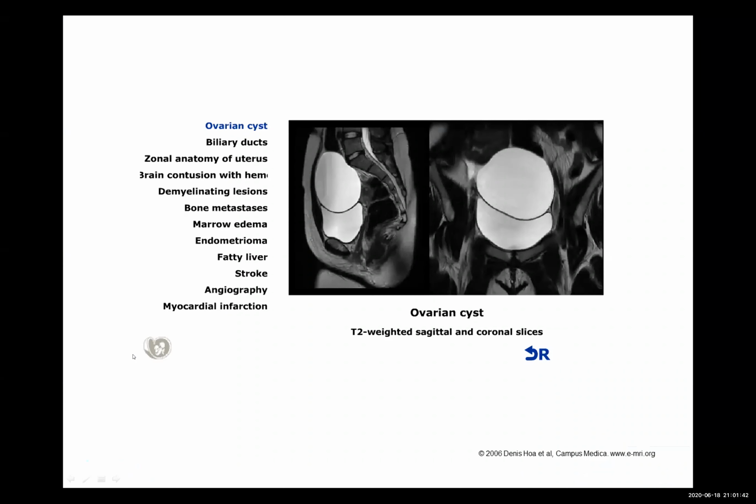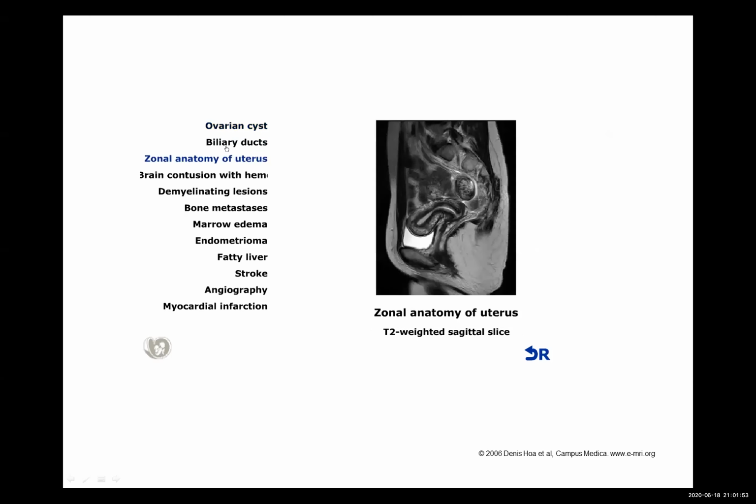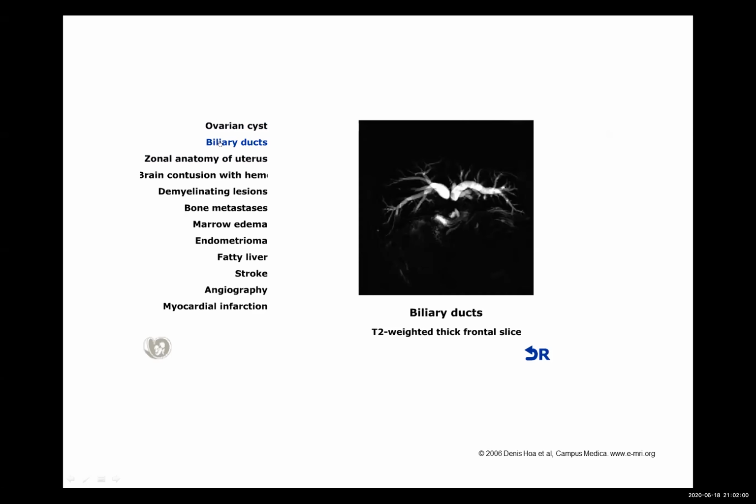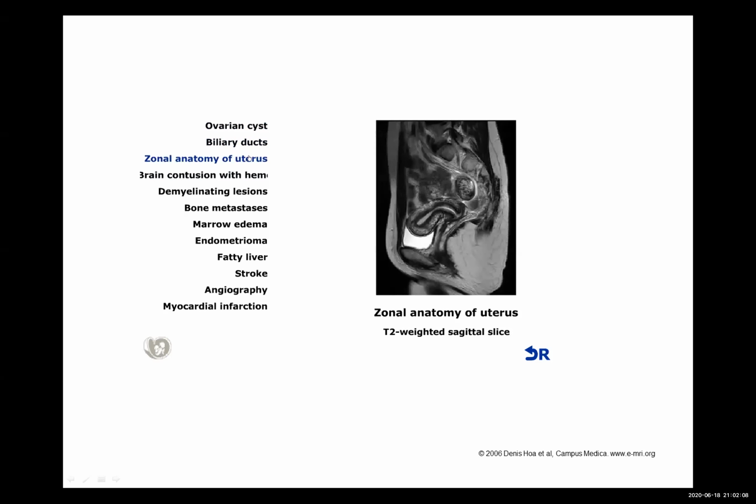MR is considered one of the best modalities in radiology to display anatomical structures, like in the pelvis, for example. You can see different structures within the anatomy there. Again, the pillary ducts can be seen clearly without any need for external contrast. Again, in the pelvis, you can see the different layers in the uterus, for example.